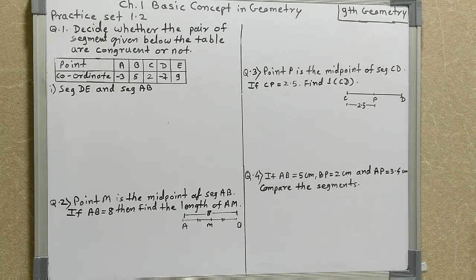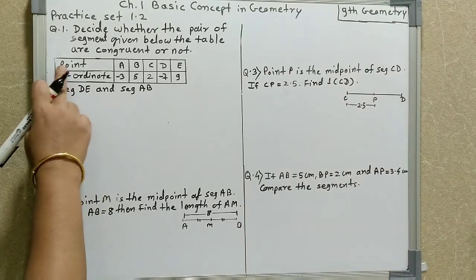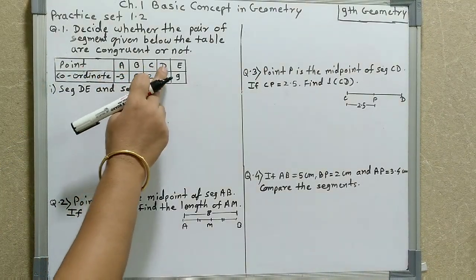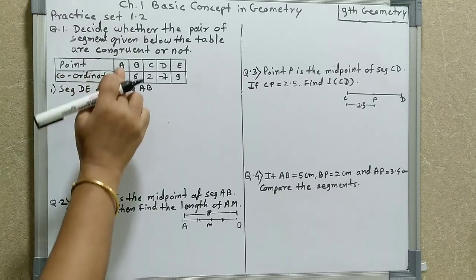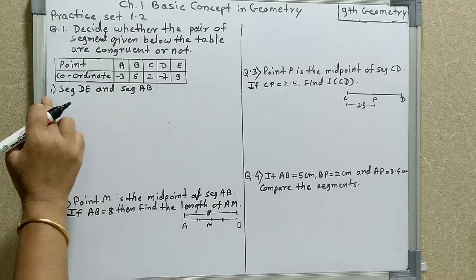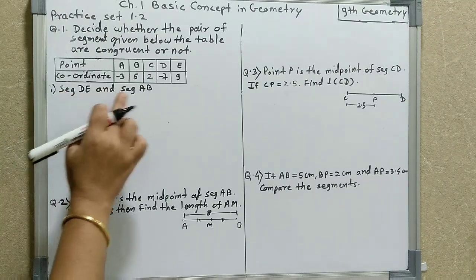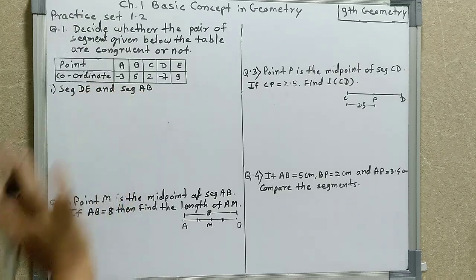The following table shows points on a number line and their coordinates. Decide whether the pair of segments given below the table are congruent or not. See the table. Here the points given are A, B, C, D, E, and here the coordinates are -3, 5, 2, -7 and 9. Now we see the first sub-question, that is, segment DE and segment AB: are they congruent or not?